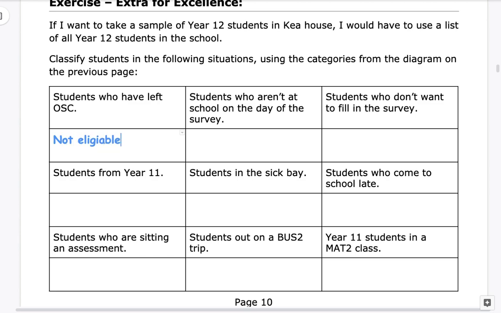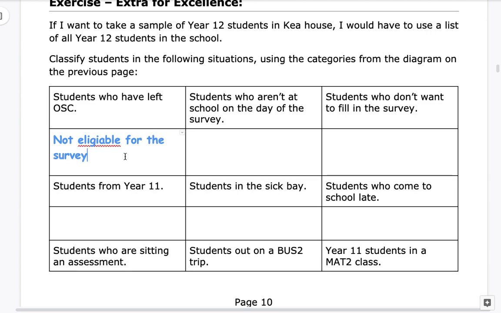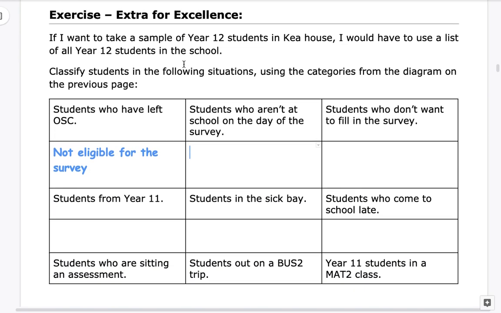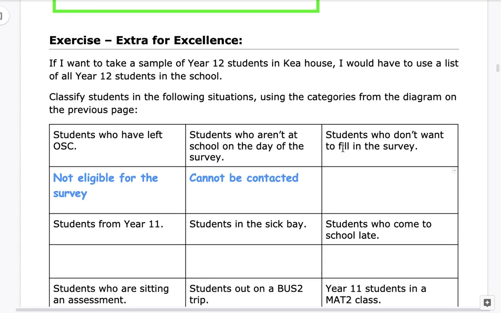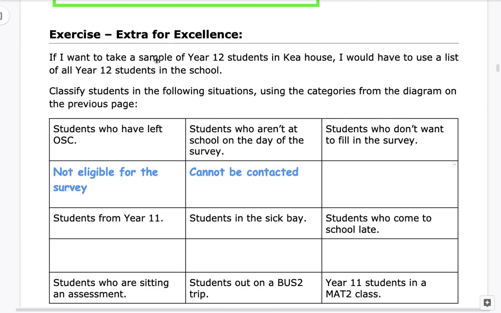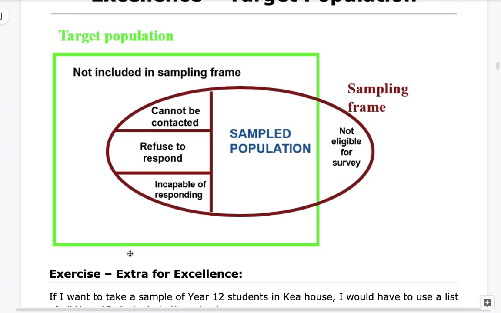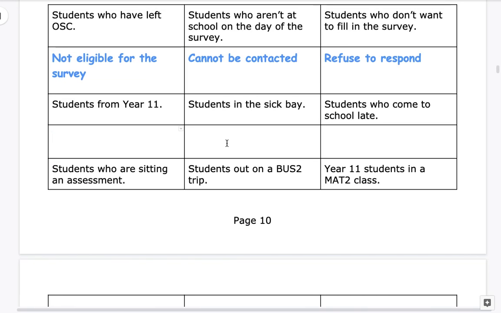eligible for the survey. I can't spell eligible. Students who aren't at school on the day of the survey. The ones that aren't at school are the ones that cannot be contacted. Students who don't want to fill in the survey are the ones who refuse to respond. Students in Year 11. I can get a list of them, but they aren't in my target population. So I would say they are, again, not eligible for the survey.